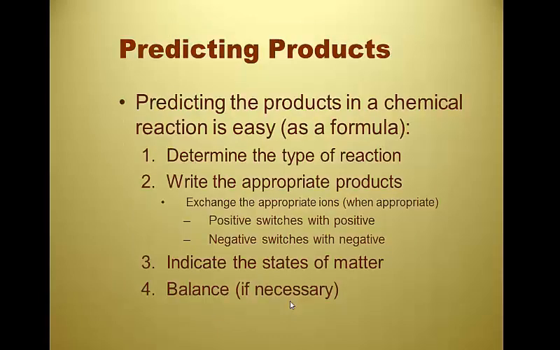All right, predicting products. You've done this already. We've learned how to write ionic formulas. We've learned how to recognize double replacement reactions. We've learned how to predict the products of a double replacement reaction. Now with the solubility rules, we are going to be able to indicate the states of matter of the products of a double replacement reaction. And of course you already know everything has to be balanced, so that's a given.